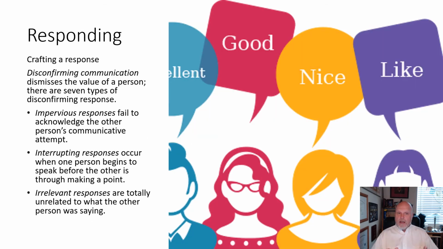To continue to look at those negative, disconfirming communication messages, there are different types. The disconfirming message is one where basically we're not connecting. We're not trying to take the other person's perspective. There's the impervious response, where basically they don't care what your view is, they don't care what you're saying, and it's just hitting up against the wall. And so that does not work.